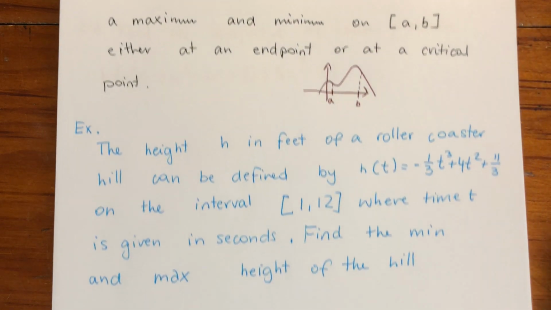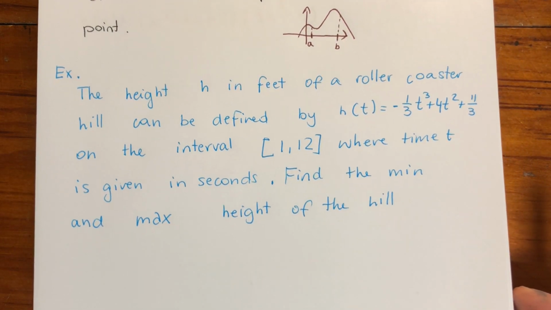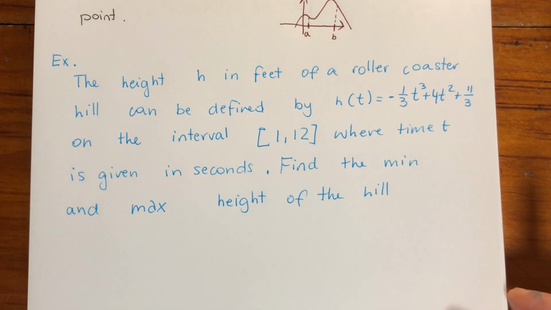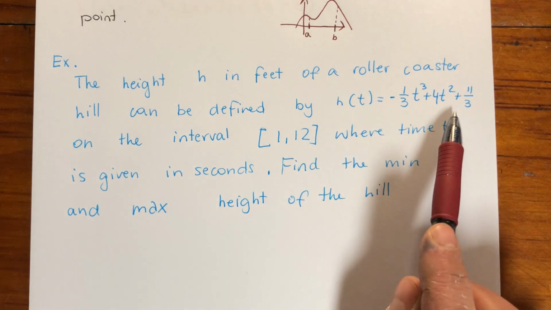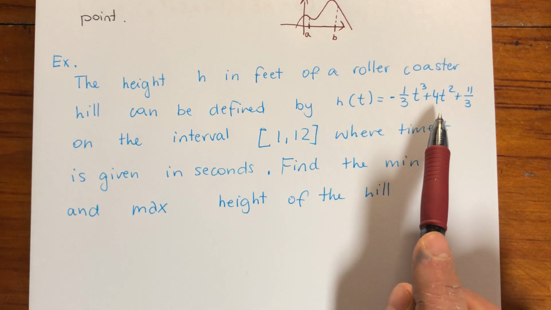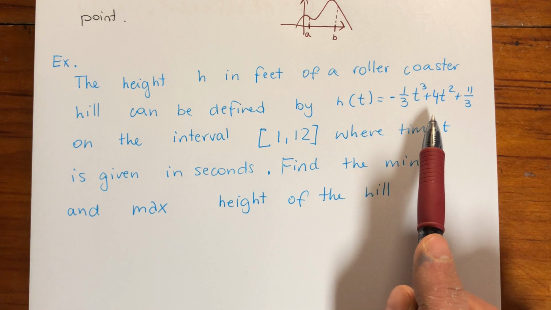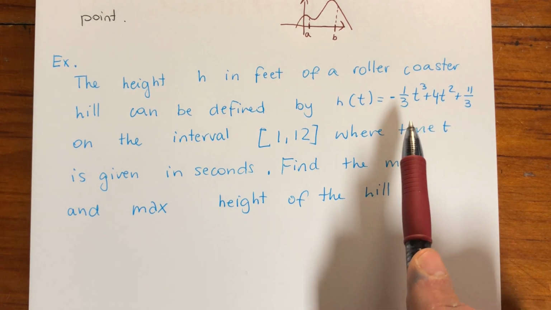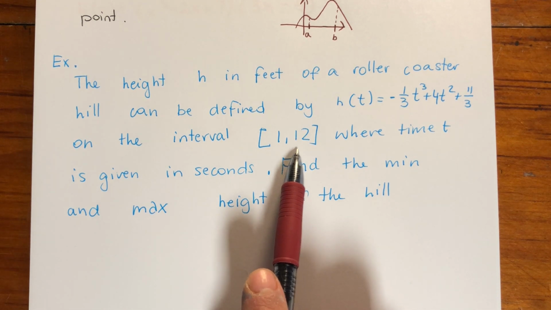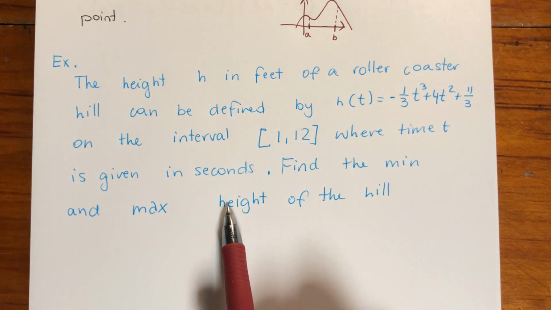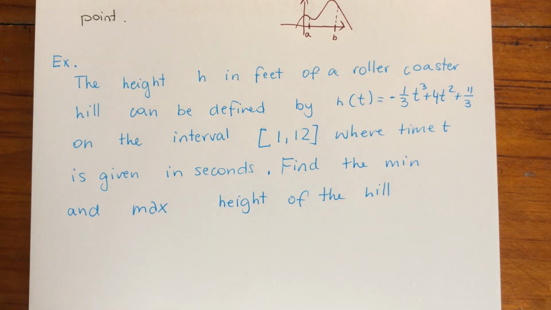So notice we have a problem here about a roller coaster, and the height h in feet of a roller coaster hill can be defined by this equation. And again, how beautiful is that? We have an equation that defines a roller coaster's behavior, and this is on the interval between 1 and 12, where t is the time given in seconds, and we want to find the minimum and maximum height of the hill.